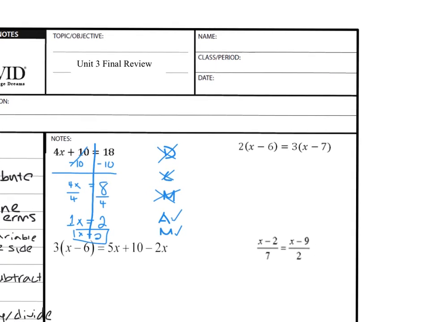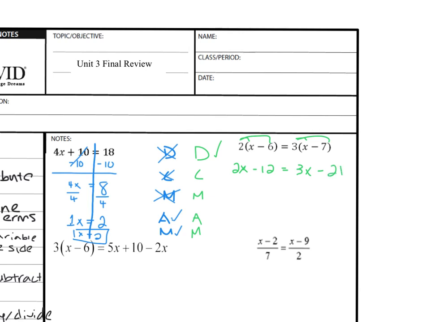Looking at this second problem, I'm going to write my DCMAM on the side. I see parentheses, so I need to distribute. I take my outside number and multiply it by everything inside. So 2 times x is 2x. 2 times a negative 6 is negative 12, equals 2. Now I need to distribute the 3 to everything on the inside of the parentheses, so I'd be left with 3x minus 21.